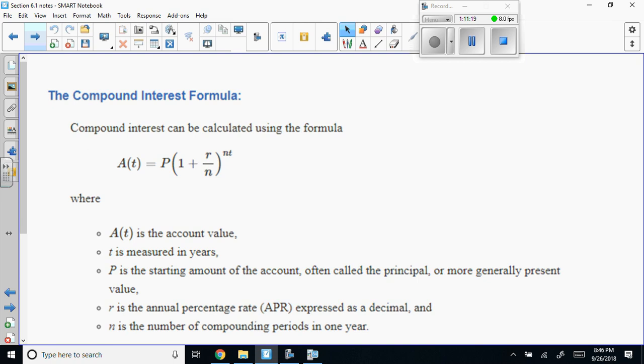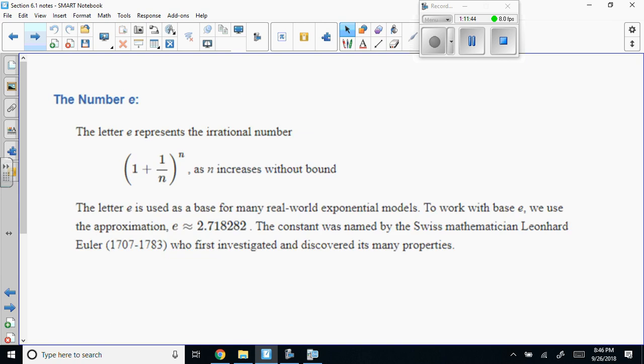N on this is the number of compoundings per year, and that could be 2, 4, 6, 12. It doesn't matter. But they'll tell you words like quarterly, monthly, daily, weekly. So those correlate to numbers, and that's what's going to go in the N.